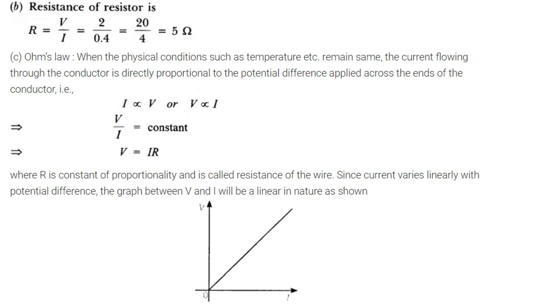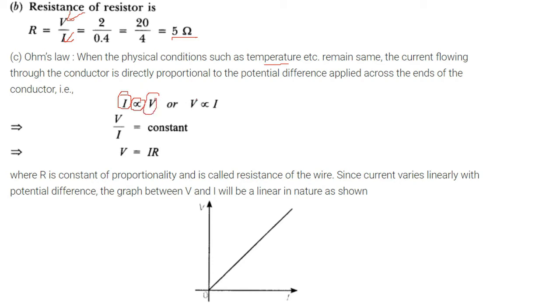Now the resistance: because the potential difference is known and the current is also known, 2 by 0.4 gives 5 ohm. Now the third part is Ohm's law. When the physical conditions like the temperature etc. remain the same, the current I flowing through a conductor is directly proportional to the potential difference.